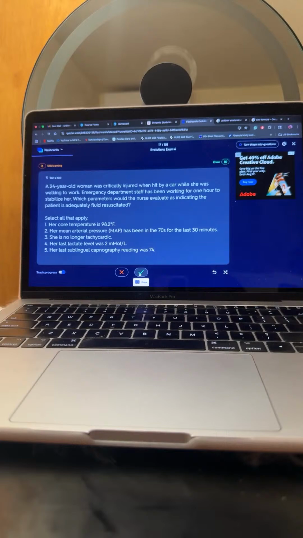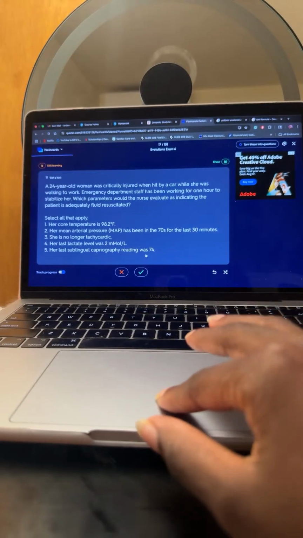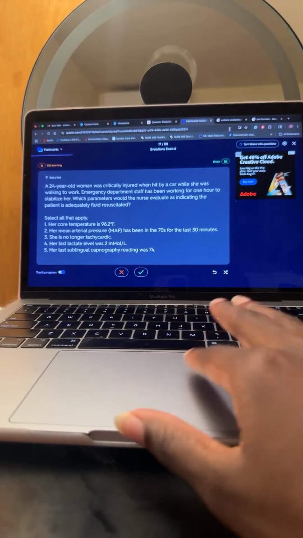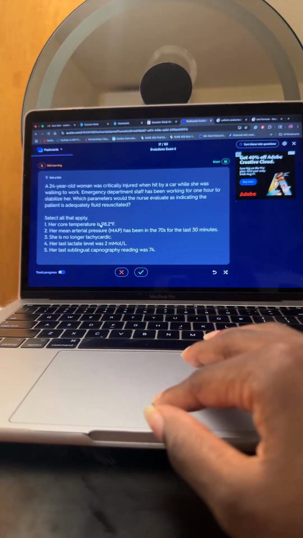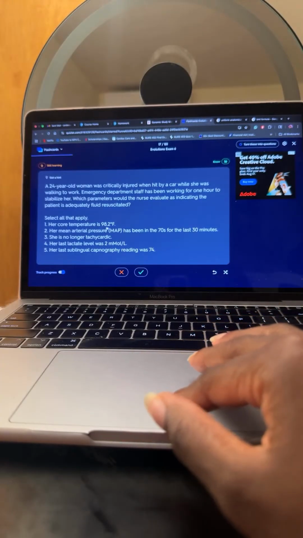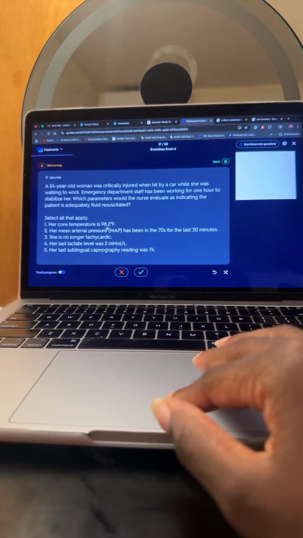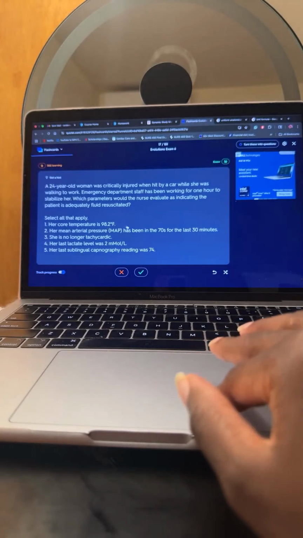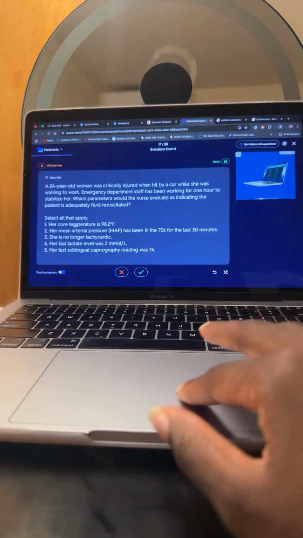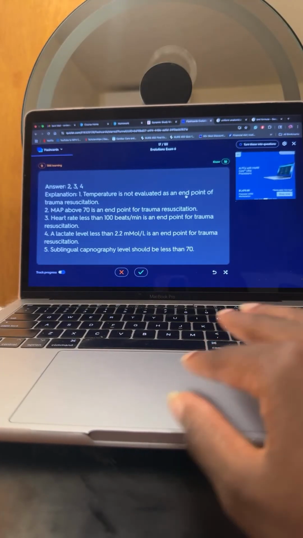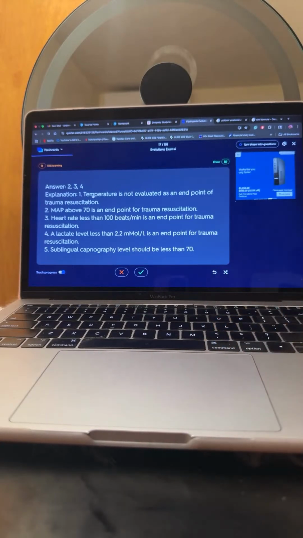Sublingual capnography is still too high. We want that lower. It should be, I believe, below 70, so that's too high. What about the temperature, 98.2 for the core temp? I think that's actually fine. Or is it low? Let's see. Okay, temperature is not an endpoint. So we don't care about the temperature.